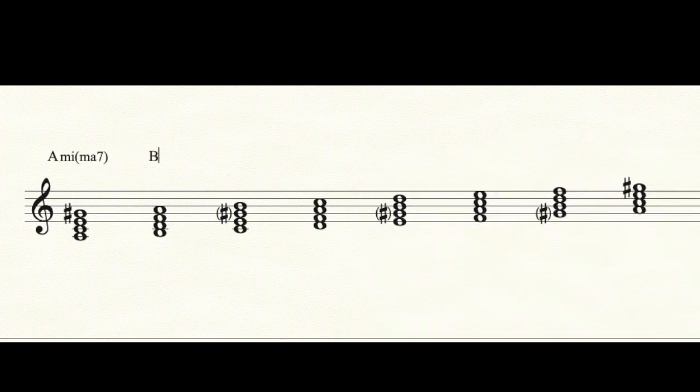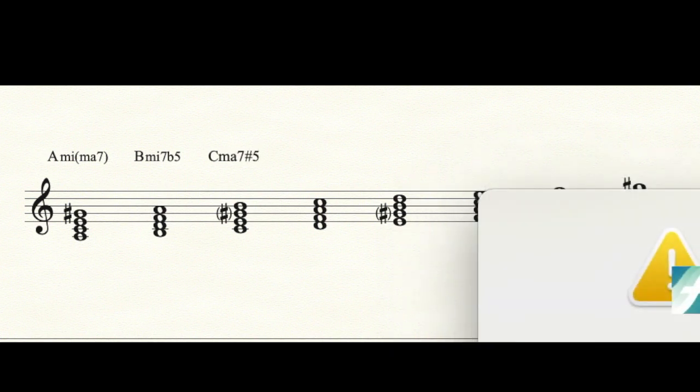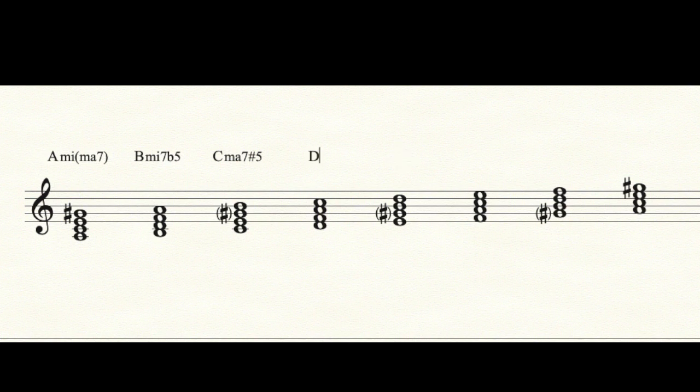Then it's B minor 7 flat 5. Then it's C major 7 sharp 5, okay, because it's got the G sharp in it. Then it's D minor 7. Then it's E7. Then it's F major 7. And then it's G sharp diminished 7, okay? And then we go back to A minor major 7.